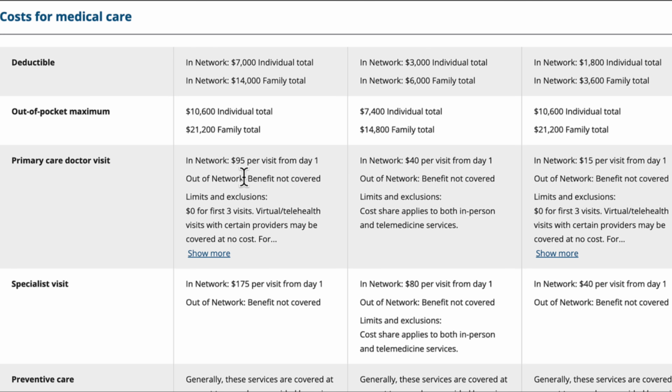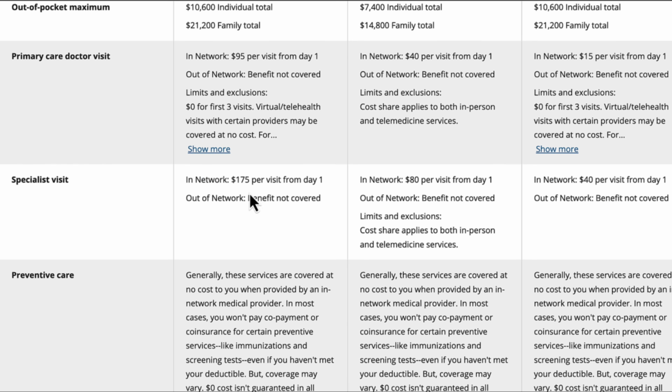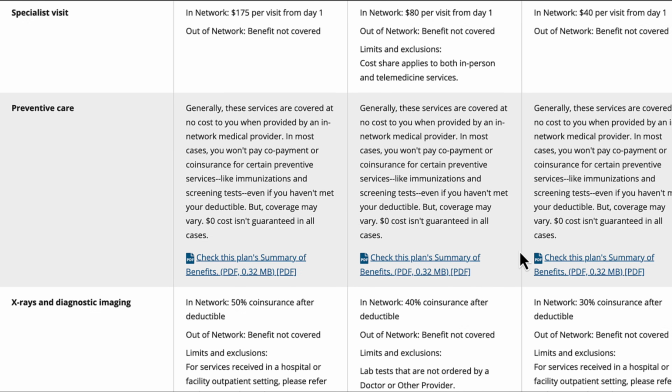No out-of-network coverage because we're talking about EPOs and HMOs. Limits includes $0 for the first 3 visits. Very nice, $0 for the first 3 visits. So there is a little bit of flexibility there, basically. So it's $95, but you have 3 visits without having to pay. So that is a little bit more reasonable. $40 visit from day 1, also pretty reasonable. Specialist, $175, $80, $40, more reasonable.